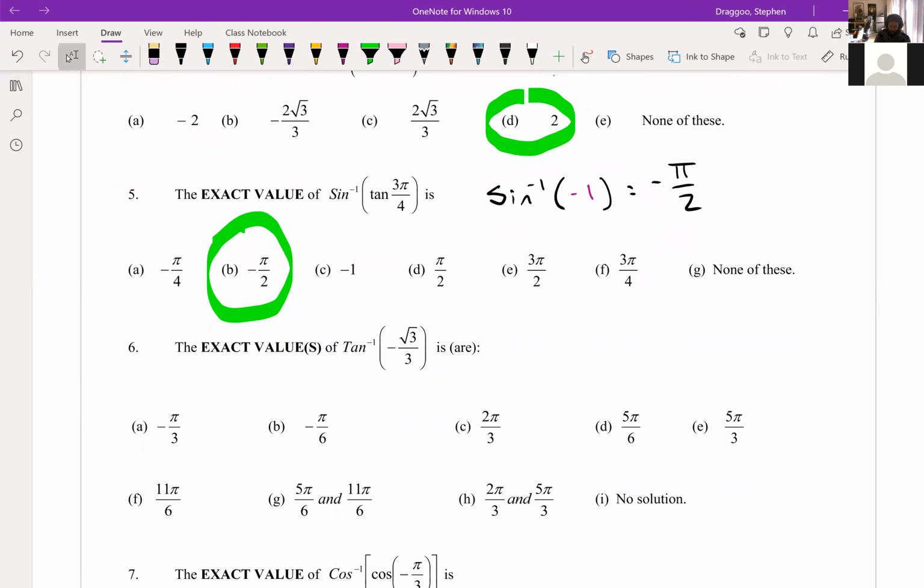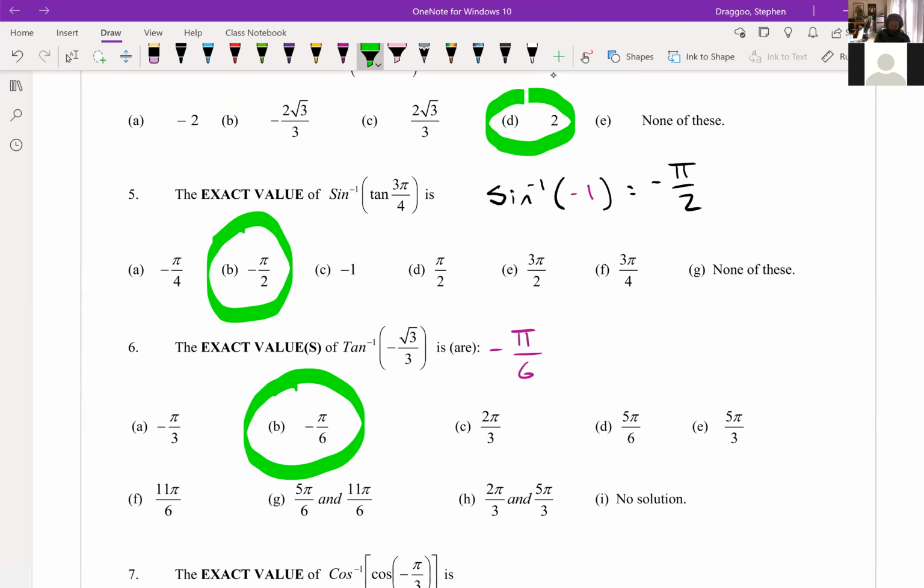After that, finding the exact value or exact values of the arctangent of negative root 3 over 3. This is pi over 6, but it's negative because it's negative root 3 over 3. And that is the only answer here. So this one's a bit of a trick question, right? The inverse functions are defined to have only a single output. So it is only negative pi over 6.